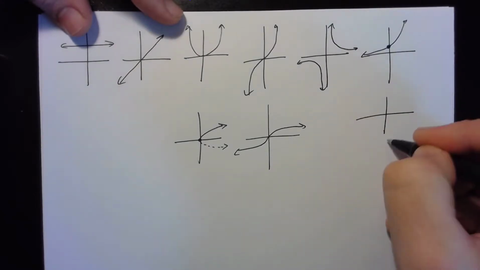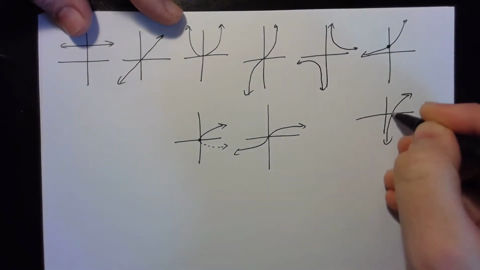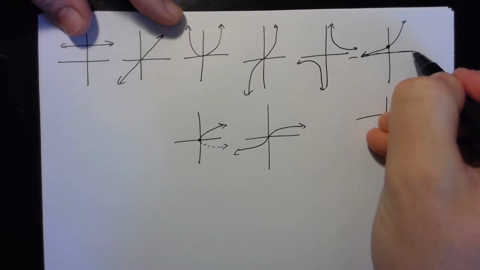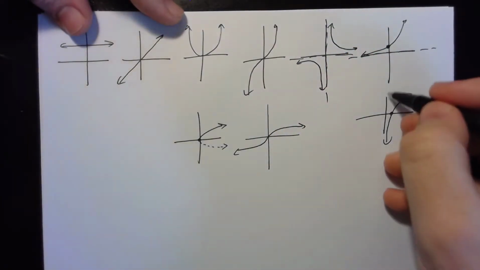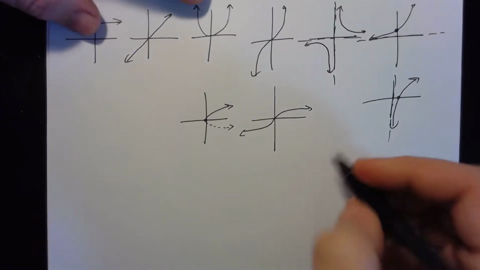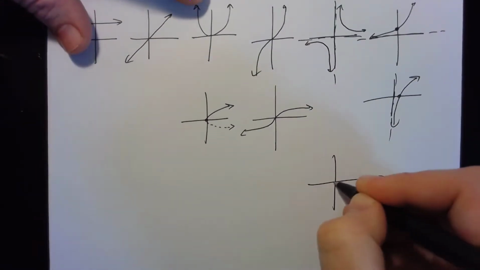A logarithmic function would look something like this, where there is very clearly an asymptote here, an asymptote here, an asymptote here, and an asymptote here. And then finally, we have our absolute value function.